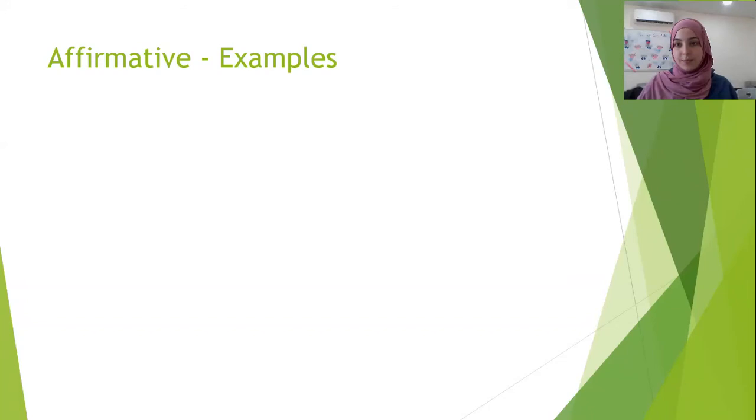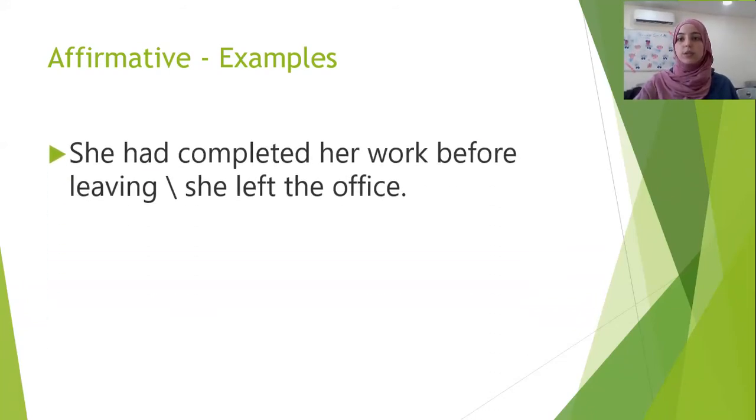Let's look now at some examples. If I have an affirmative sentence, it would look something like this. She had completed her work before leaving the office. Now, I gave you a gerund here, leaving. This is a correct sentence. You can use a gerund instead of verb 2, but not with all sentences, not with all verbs. So you have to pay attention to the context and you have to pay attention to the structure of the sentence before using a gerund. So she had completed her work before she left the office.